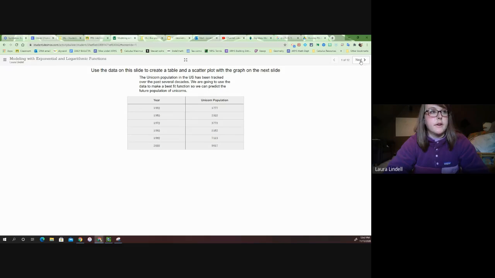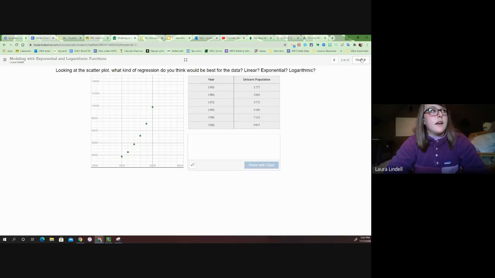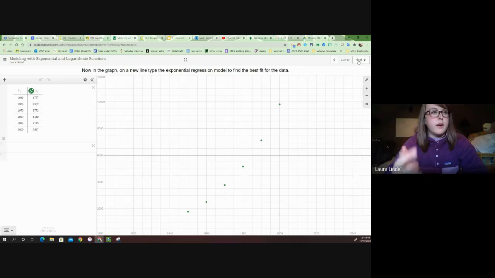On the next screen, it'll ask you to make the scatter plot. Then it'll ask you to figure out if it's exponential or logarithmic, make a prediction, that sort of thing. And then you'll end up going through the process of typing the exponential regression model, finding the best fit for the data, that sort of thing.